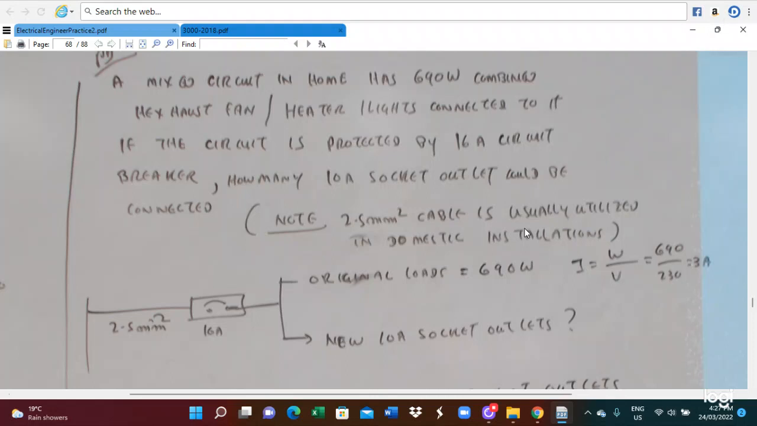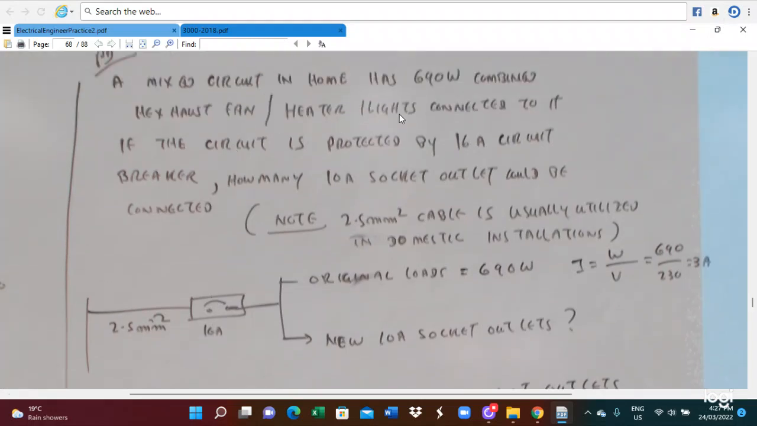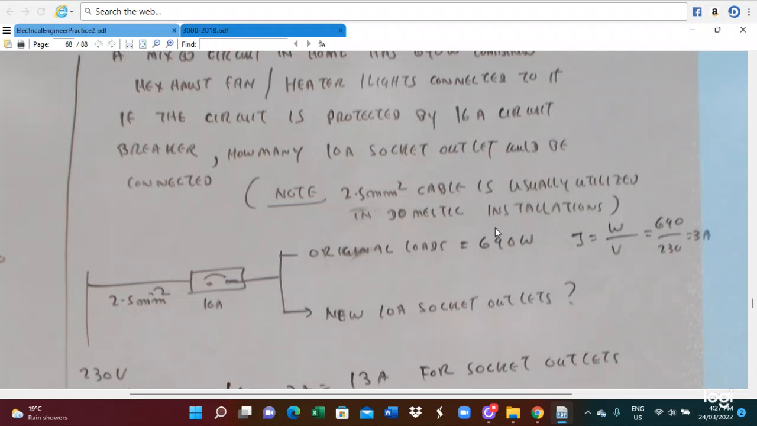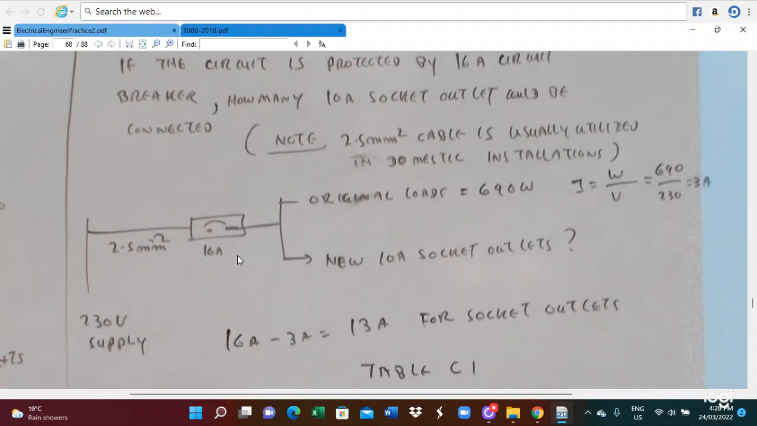So this will be the 2.5 millimeter square cable, for the given size and 16 amp circuit breaker. In this case, the original load is 690 watts, so the load current is 690 divided by the supply voltage 230, which is 3 amps. So you have 3 amps already taken out. And how many socket outlets will that leave? That will be 16 amps minus 3, you get 13 amps. So 13 amps is available for the socket outlets.